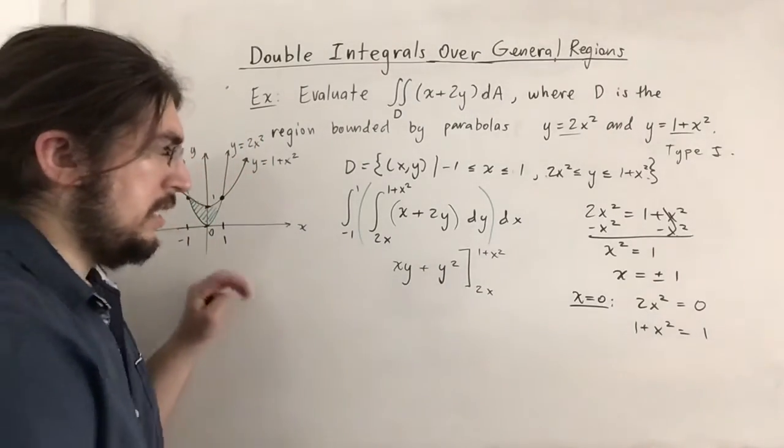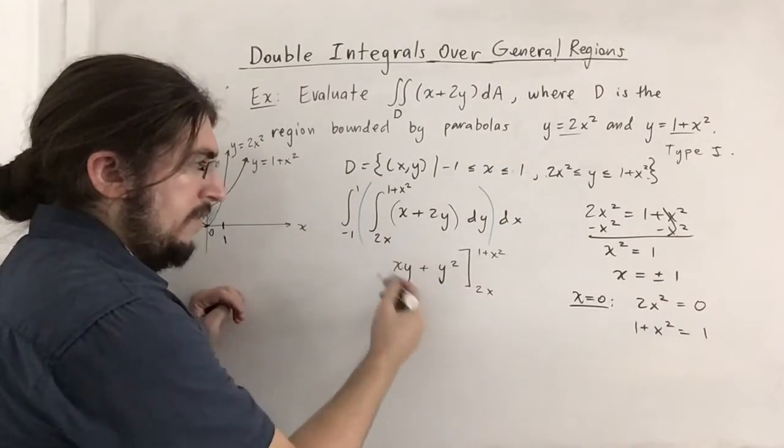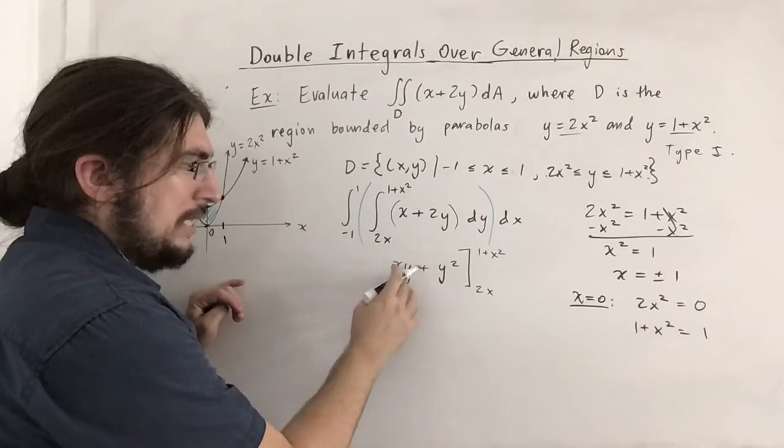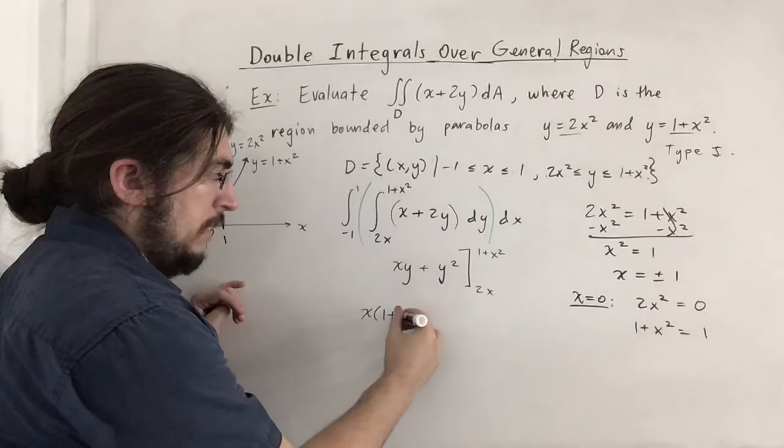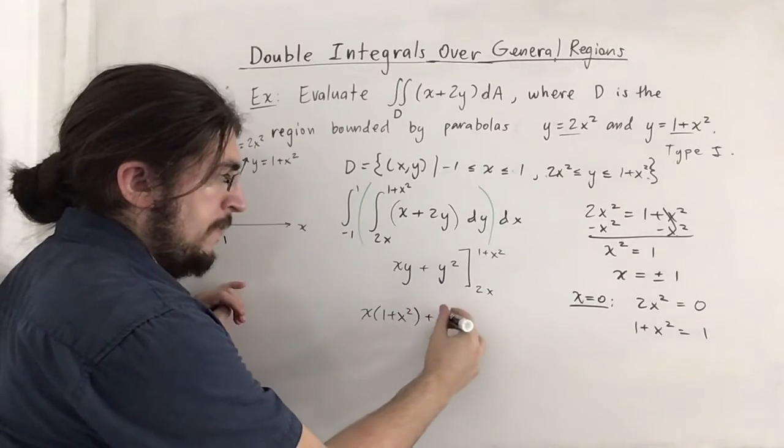Now evaluating these y's in between 2x and 1 plus x squared, which is something we haven't quite done yet at this point, will give us the following. So it's going to be x times, remember we're replacing y with these values, so replace y with 1 plus x squared.